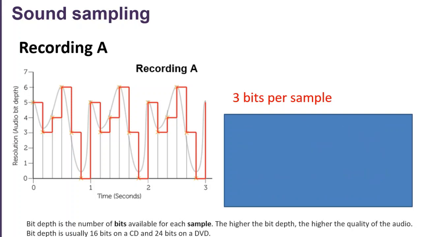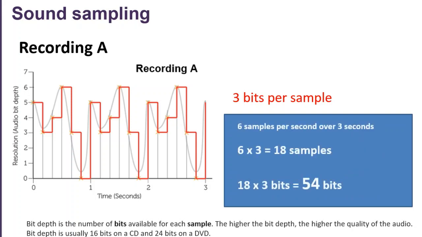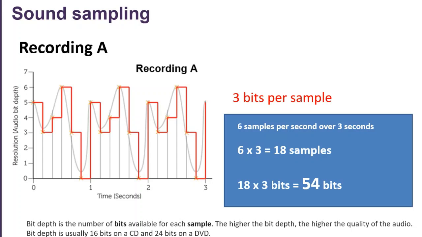Okay, so we have 6 samples per second over 3 seconds. So that's 6 times 3, that's 18 samples altogether. Okay, so if we go right across here, we can calculate 18 samples of sound. So 18 times the 3 bits is 54 bits.